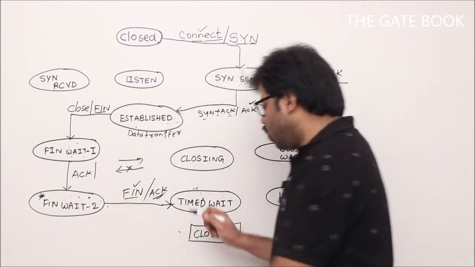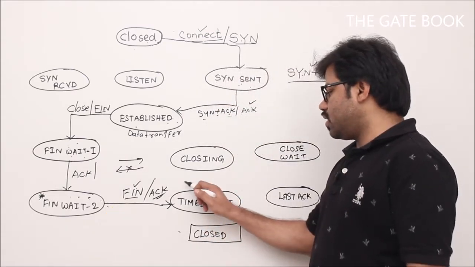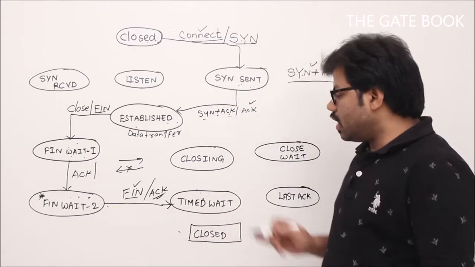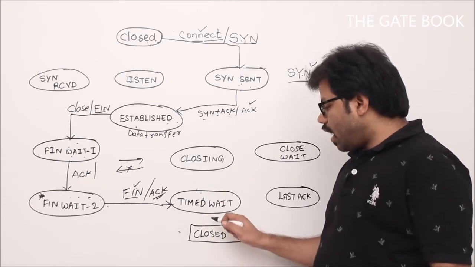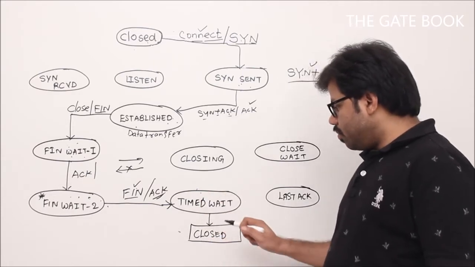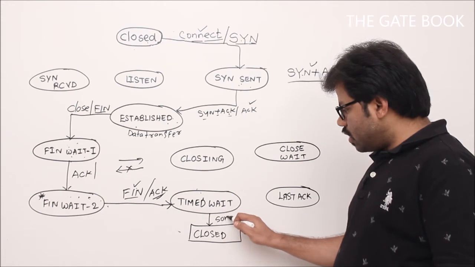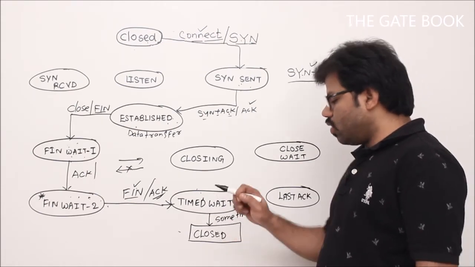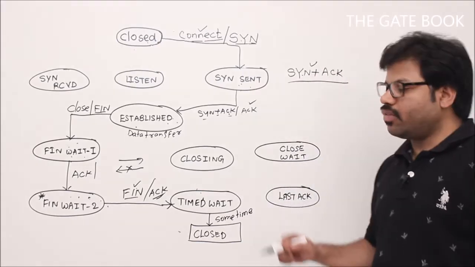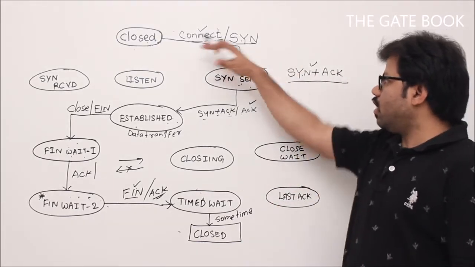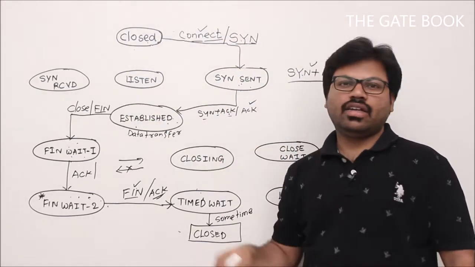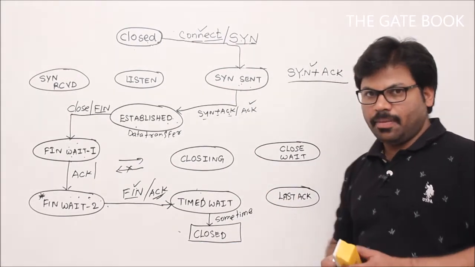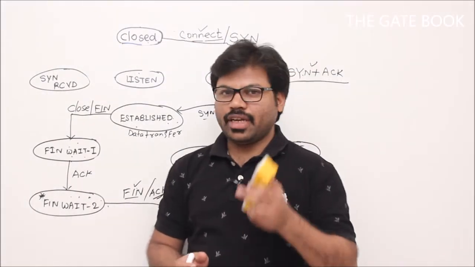The reason why we go to a temporary state, and this is a temporary state, remember, I will discuss later. So we will go to TIME_WAIT, and after some time we will close it. Why we have to wait, we will see later. This is the general path of your client. Now we'll see the server path also.